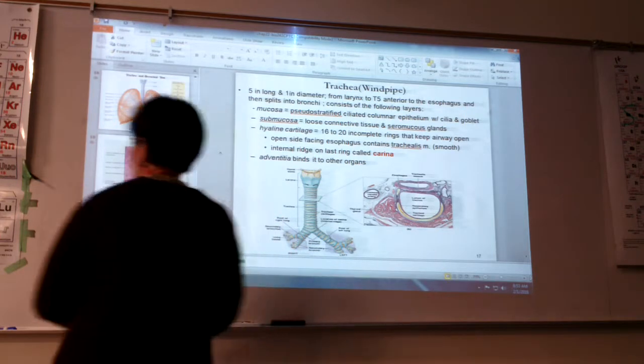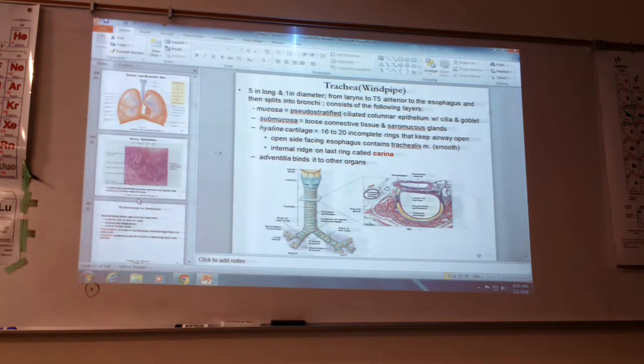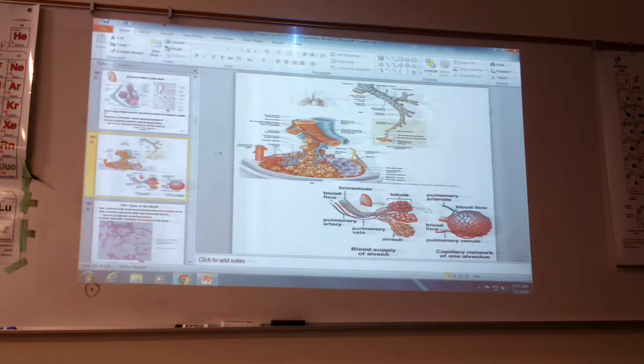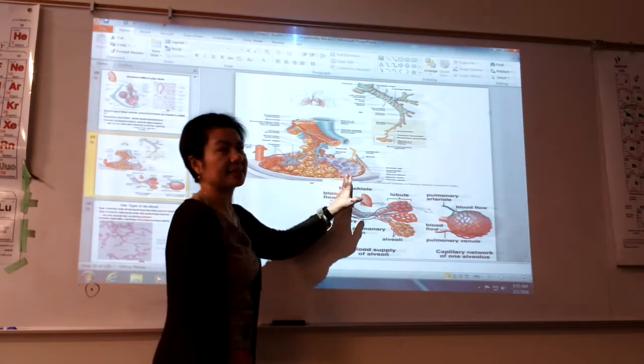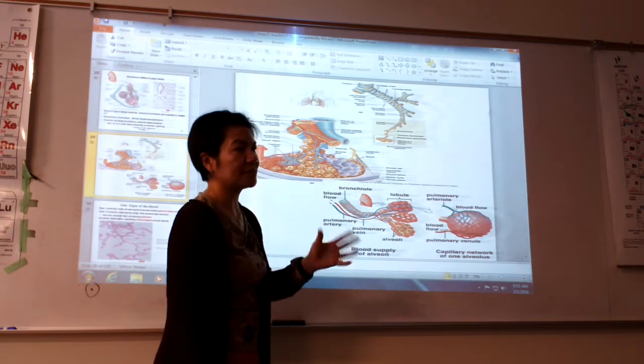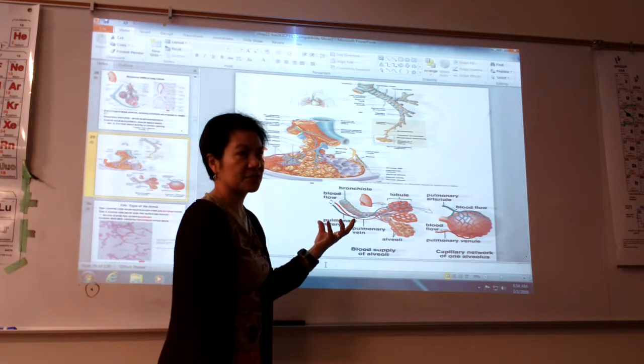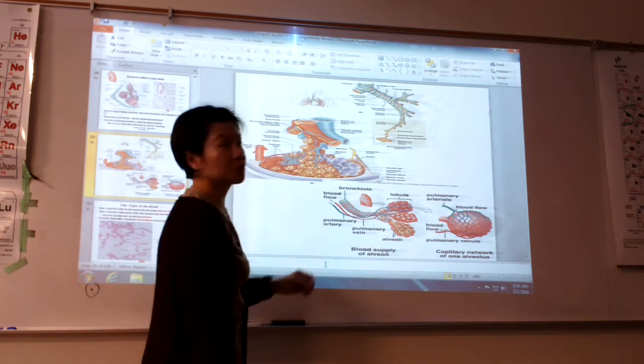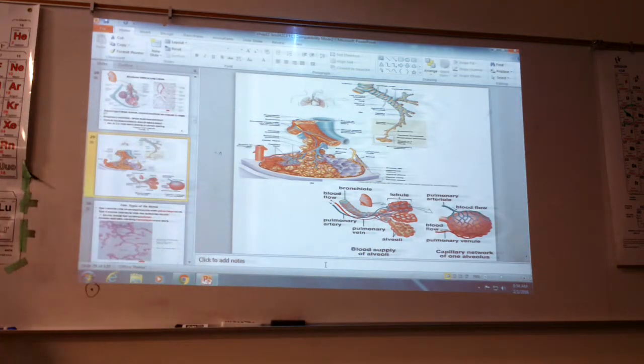Then finally, when we get to the alveolus, guess what? Do you agree? I hope you will understand why. When you get to the alveolus, look at it: no smooth muscle, no cartilage. What is it? It is just simple squamous epithelium.